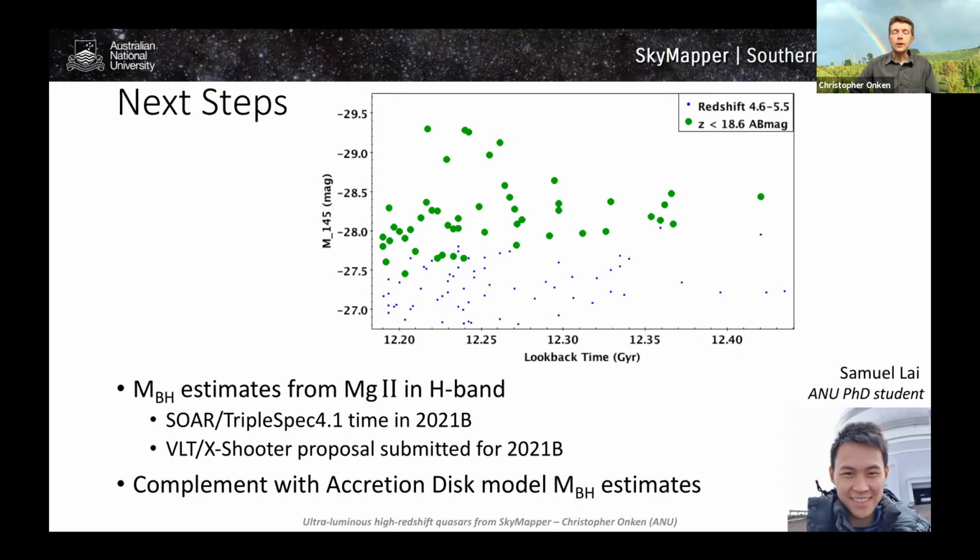So the work of trying to understand the black hole mass distribution and the mass growth over this short range in look back time is being led by Samuel Lai, a graduate student who began work with us earlier this year. He'll make what measurements he can from the magnesium 2 line. We'll complement those mass estimates with some rough estimates of the black hole masses from accretion disk models, in order to understand how the growth of the black holes is occurring over this time frame.